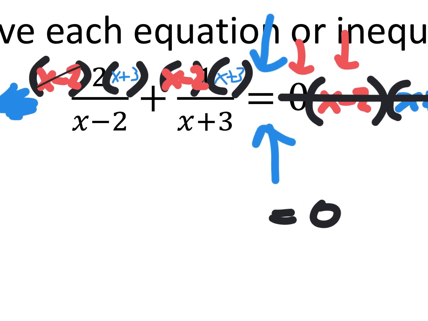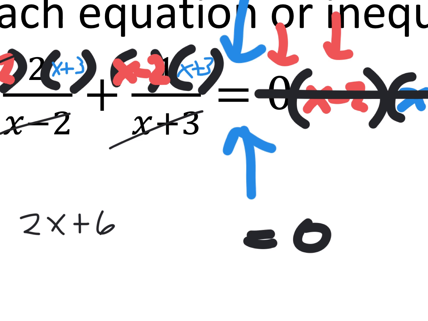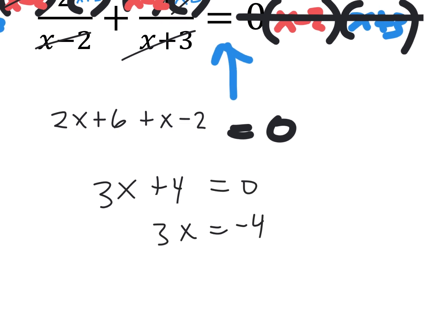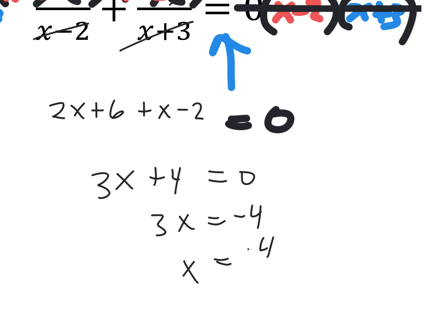On this one, that cancels that, and I'm left with 2x plus 6. And on this one, that cancels that, and if you can't see it, there was just a little 1 in there. So then that gets times by the x minus 2, and of course I have positive x minus 2. Okay. And this is pretty easy from here. 3x plus 4 equals 0. 3x equals negative 4. x equals negative 4 thirds.